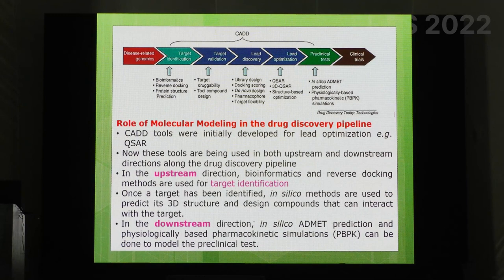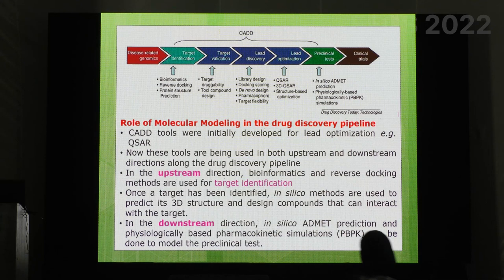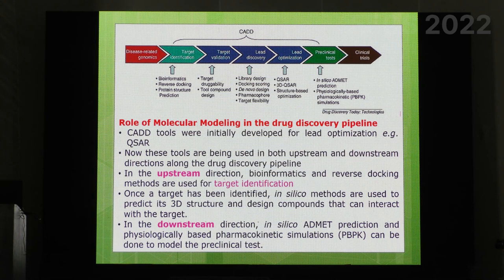So there has to be a target validation which proves that if I shut down the function of this enzyme, I have a handle over the modulation of that disease. So once I do a target identification and a target validation, then I go about identifying small molecules that can bind to that target. That is all lead discovery, finding small molecules. You have to optimize them for binding affinity. So that is optimization.